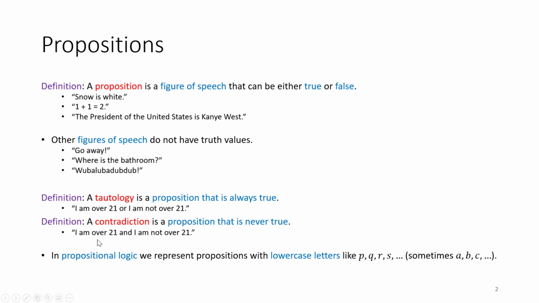I'm going to use "I am over 21" and "I am not over 21." That is something that just can never be true. Often we want to find or isolate contradictions in our thinking, because if we find a contradiction in our thinking, it usually is a sign that we believe in something that is false. So if you're logically thinking about your thoughts and how they play out, and you arrive at some contradiction, then that means something earlier on must have been false.